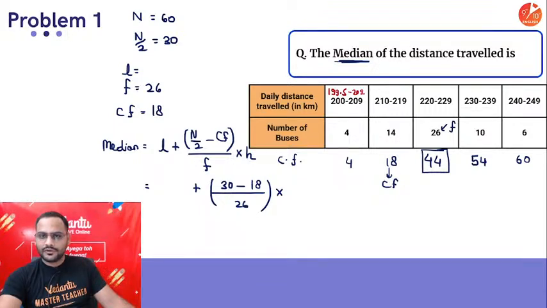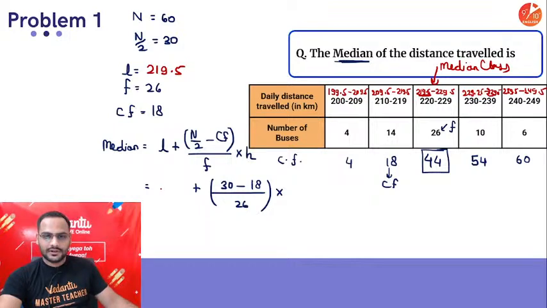So this will become 199.5 to 209.5. Then this will become 209.5 to 219.5. This will become 219.5 to 229.5. Then 229.5 to 239.5. And 239.5 to 249.5. So L, since this is the median class, L will be 219.5. Okay, that is one thing which I would like to tell you all. So L has to be 219.5 after converting into the continuous distribution table.